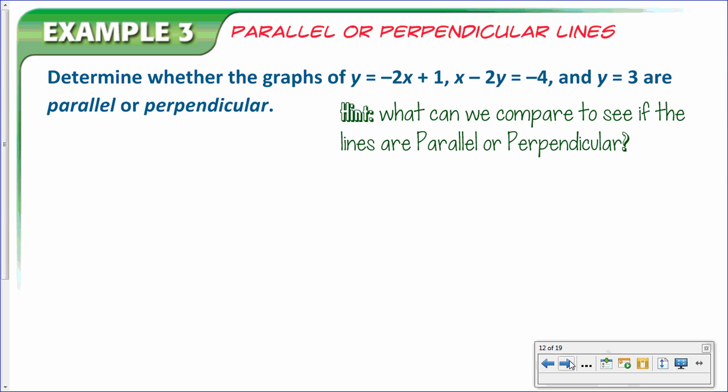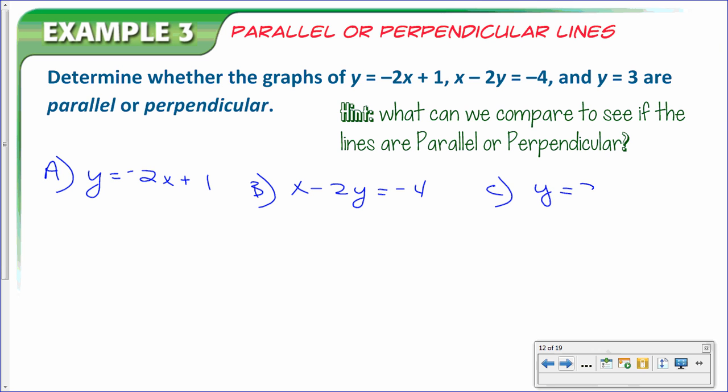Determine whether the graphs of y equals -2x plus 1. Is this one on the old video? This one is? Is it in your notes? Huh? No? Okay, so I got equation A, y equals -2x plus 1. And then B is x minus 2y equals -4. And then C is y equals 3.